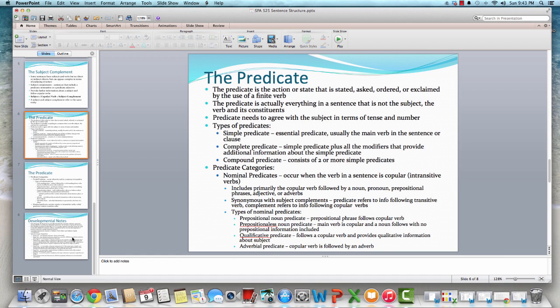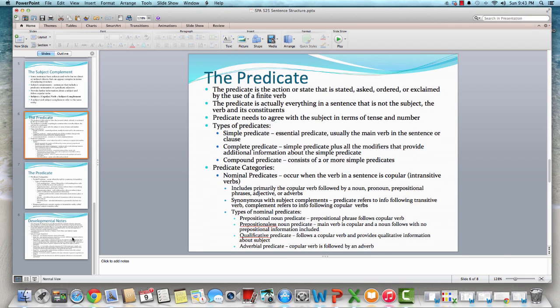The predicate needs to agree with the subject in terms of tense and number. And of course, that's important when working with language disorder children, because we often see subject-verb disagreement. So that's an important thing to note and remember. But we as English speakers know that predicates and subjects need to agree in tense and number.